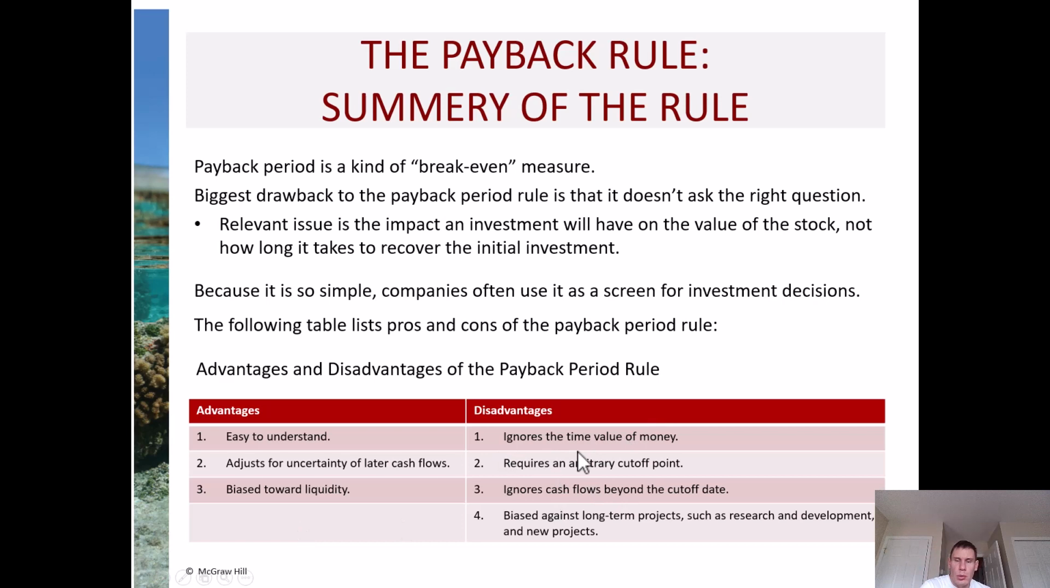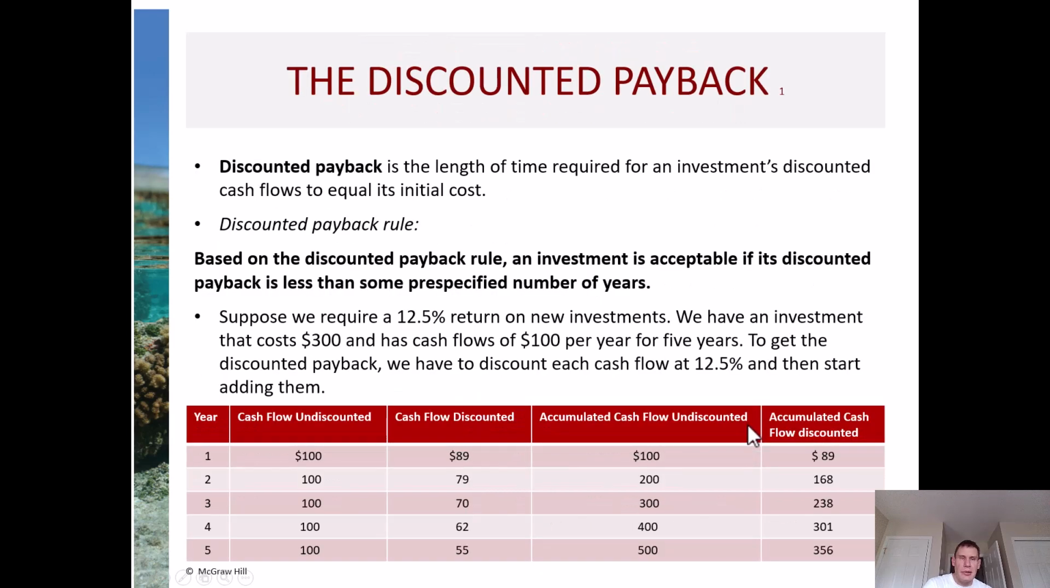Disadvantages, probably the biggest one. Number one, it ignores the time value of money, which uses discount rates to drag those future amounts back to current value. It requires an arbitrary cutoff point, 2 years, 5 years, whatever it may be. It ignores cash flows beyond the cutoff date, and it's biased against long-term projects such as R&D and new projects. So now let's take a look at what we call the discounted payback.